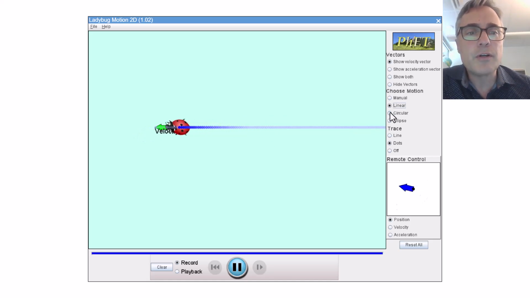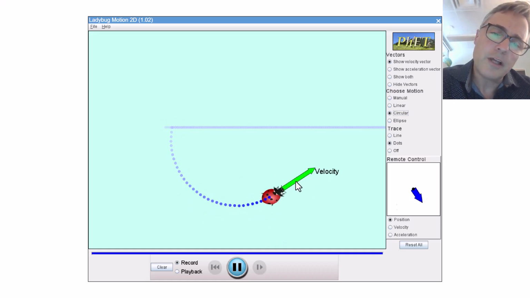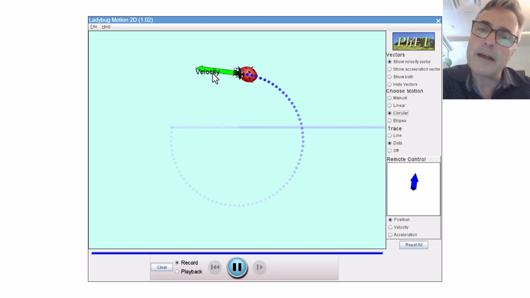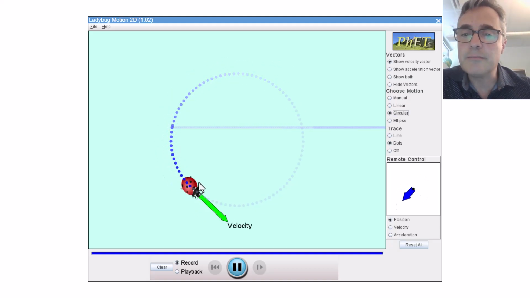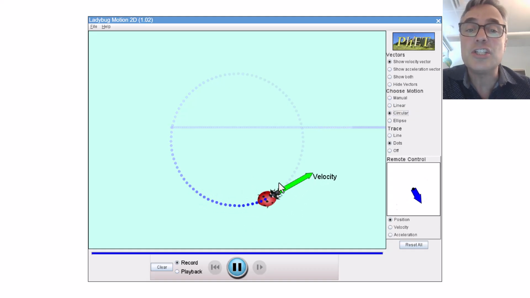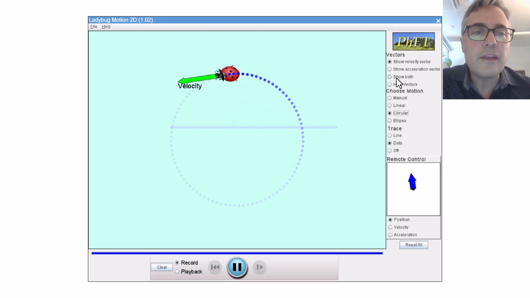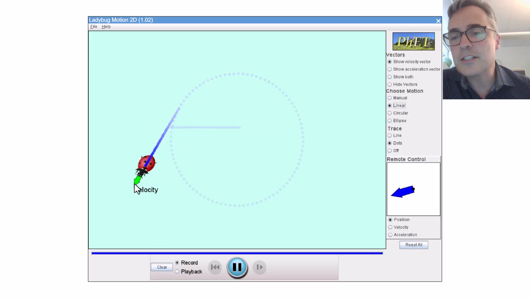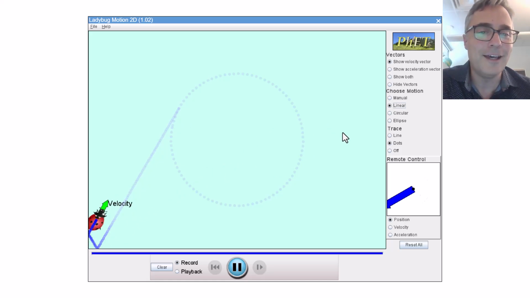You can also put him into circular motion, and you can see that the velocity is always on a tangent to that circular path. At any moment, this is the direction that the bug is going, but since he's turning, he's constantly changing his velocity. Then you can put him back to linear. As soon as you take off the circular motion, he just continues in a straight line at constant velocity until he hits something. He bounces off the wall.